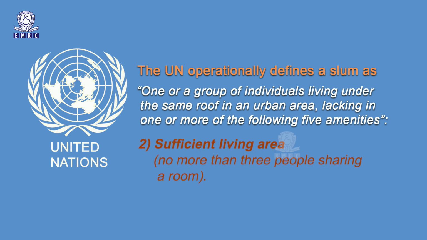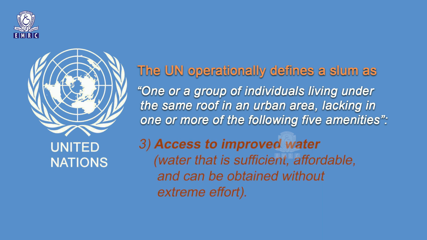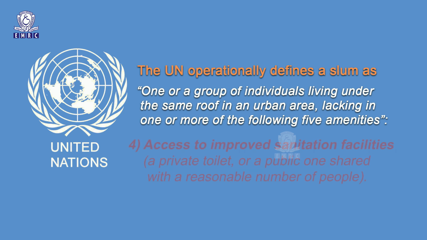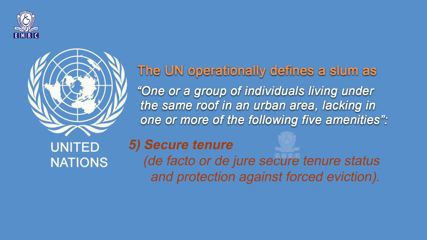Second, sufficient living area, that is no more than 3 people sharing a room. Third, access to improved water, that is water that is sufficient, affordable and can be obtained without extreme effort. Fourth, access to improved sanitation facilities, that is a private toilet or a public one shared with a reasonable number of people. And fifth, secure tenure, that is a de facto or de jure secure tenure status and protection against forced eviction.